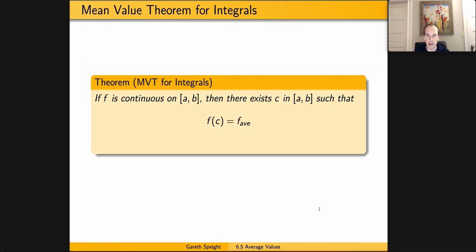Okay, the last thing we have to understand is the mean value theorem for integrals. That says that if f is continuous on an interval [a, b], then there exists a point c in [a, b] such that the value of the function is equal to the average value. So at some point, the function takes its average value. And this makes sense for continuous functions.